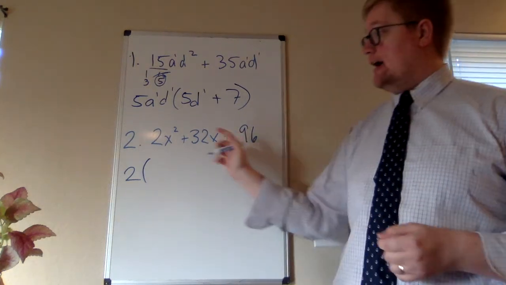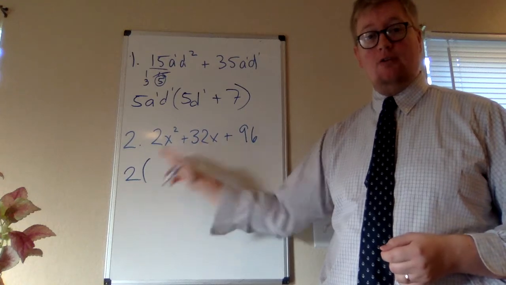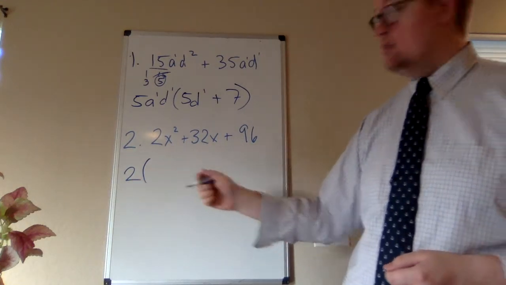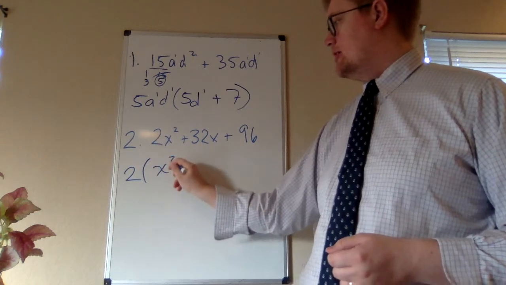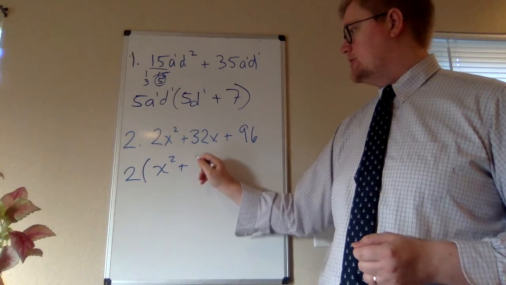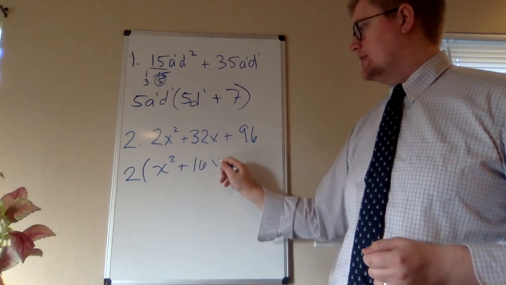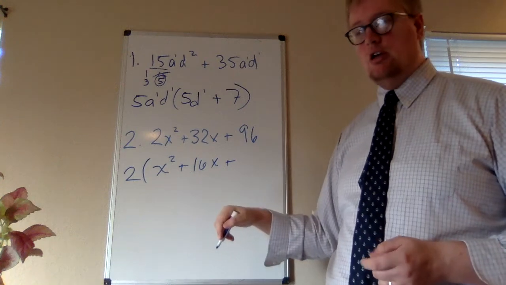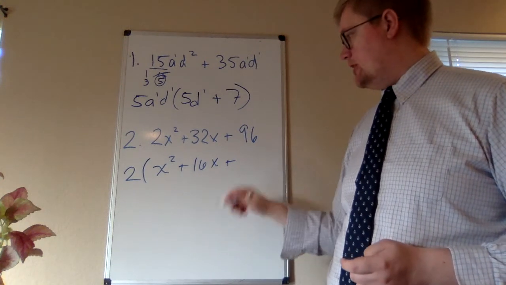All right, so this is my GCF. I'm going to start dividing out. 2 divided by 2 is 1, so I'm left with just x squared. 32 divided by 2 is 16, x. Plus 96 divided by 2 is 48.